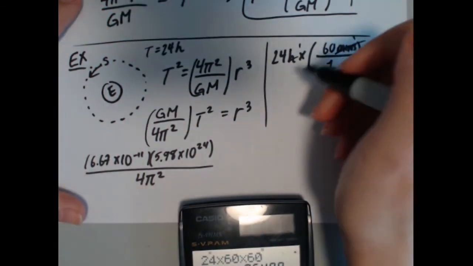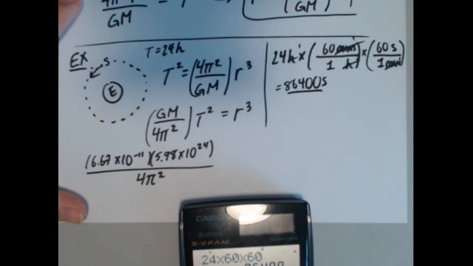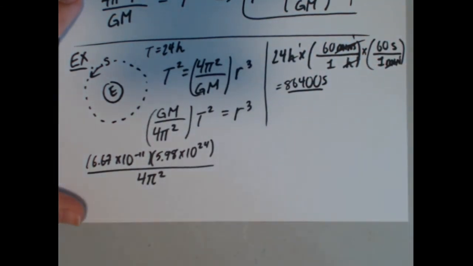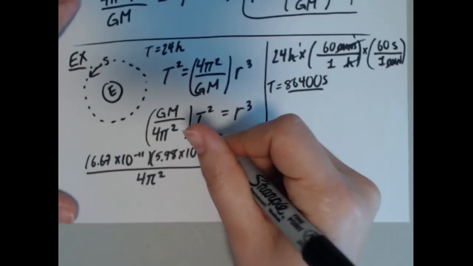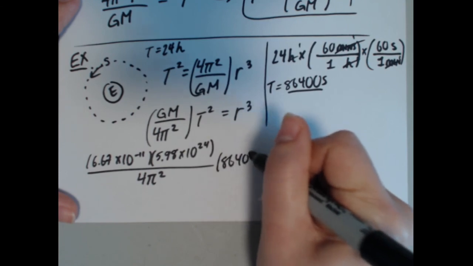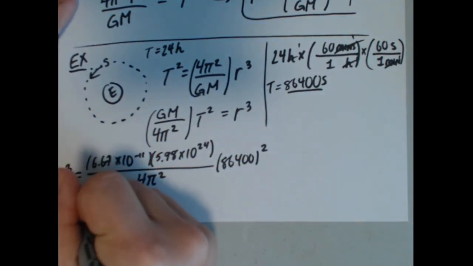So 86,400 seconds. The more you do problems like this, this number will start to look familiar to you. So at least you'll become comfortable with using that kind of a value. So T is 86,400. That's what's getting squared here. So 86,400 squared, and that's equal to r cubed.